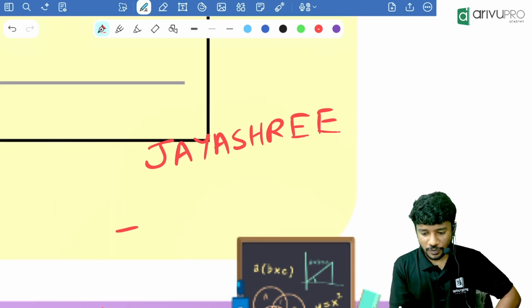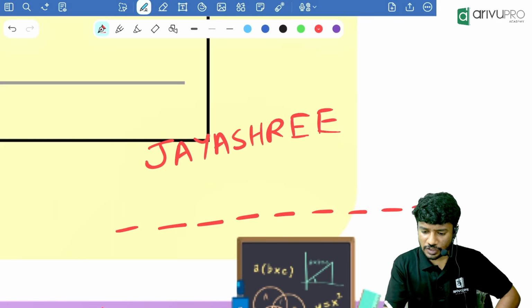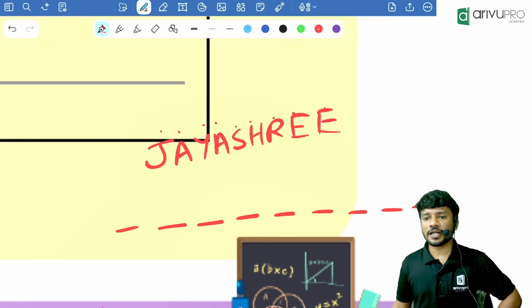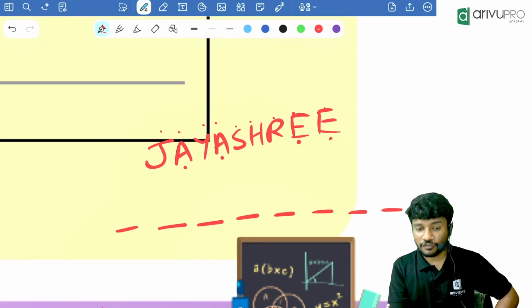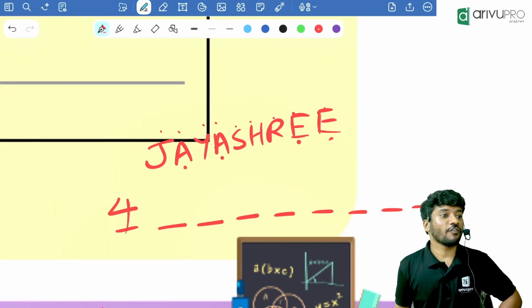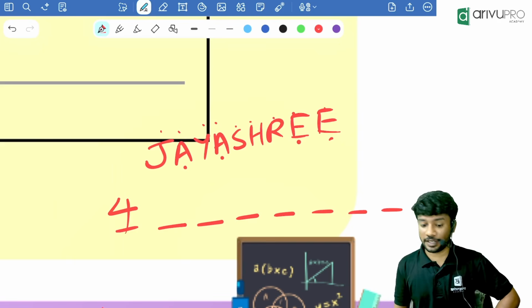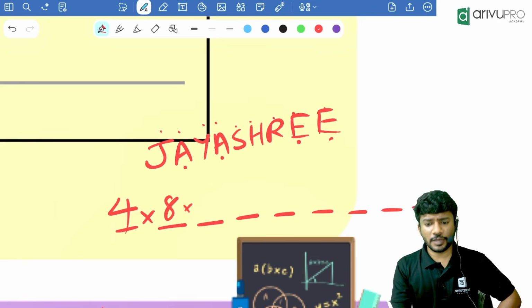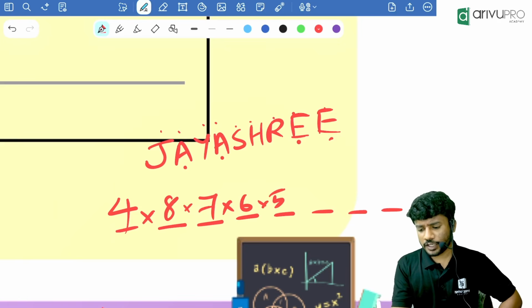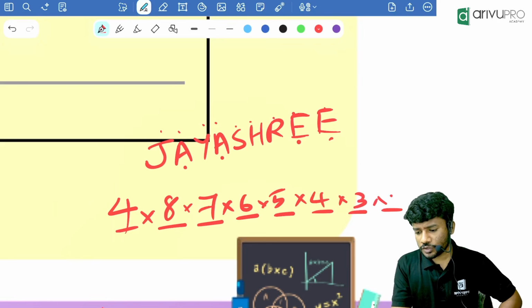How many letters are there? 1, 2, 3, 4, 5, 6, 7, 8, 9 letters are there. 9 letters in total. Now my condition is we should start with a vowel. How many vowels are here? 1, 2, 3, 4 vowels are there. So you will write 4. Okay, we will consider them separately. Now how many letters are remaining? 8 are remaining. Then 7, 6, 5, 4, 3, 2, 1.